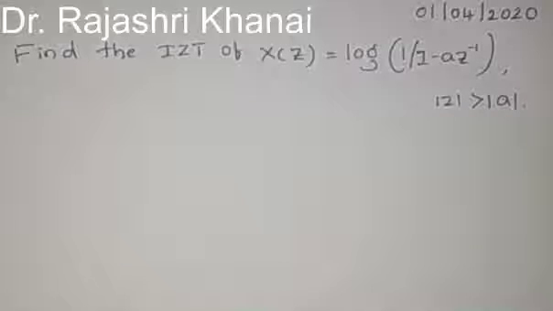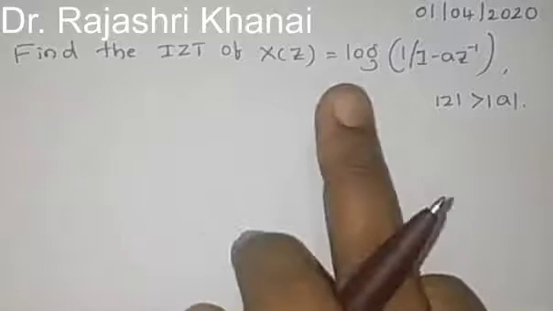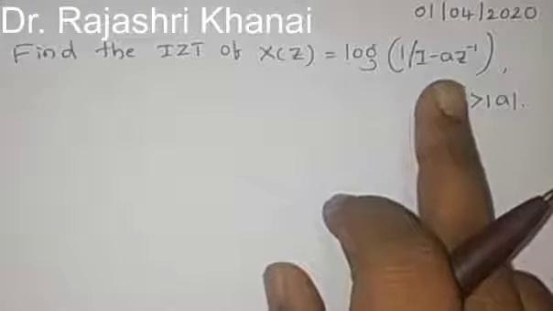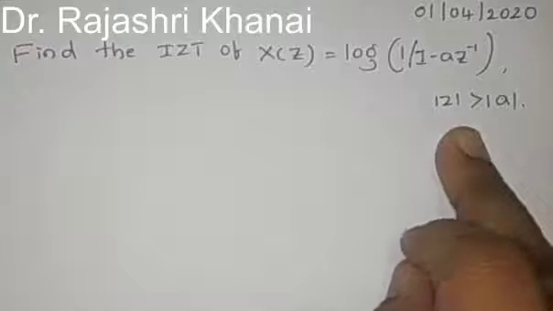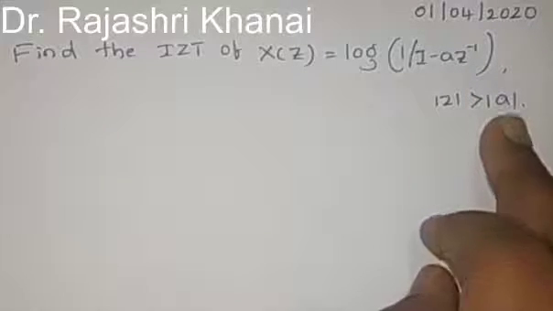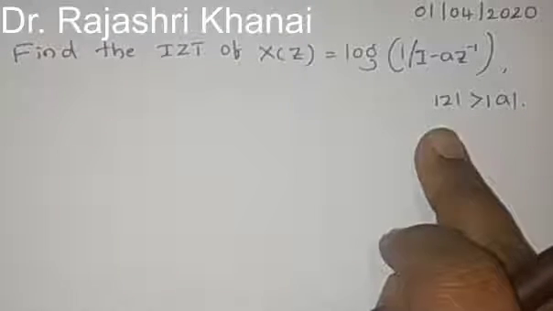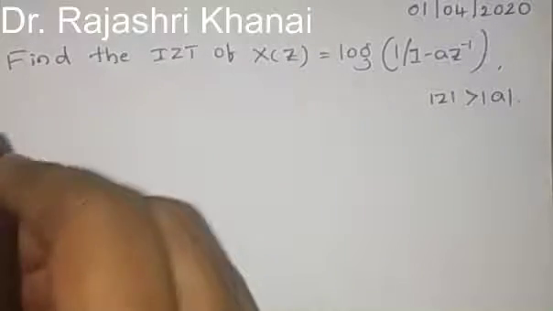Good morning, students. In this lecture, we will see a few more typical examples of inverse Z transform. The first one is: find the inverse Z transform of X of z equal to log of 1 divided by 1 minus a z inverse, where the ROC is magnitude of z greater than a. While calculating the inverse Z transform, the extracted x of n has to be right sided. So let us start solving for the inverse Z transform.